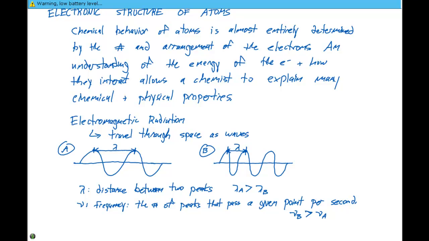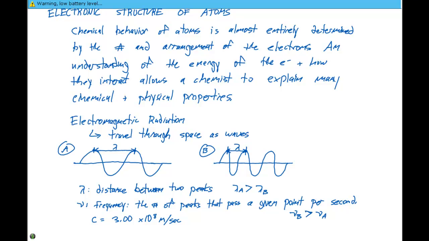So when chemists started to analyze these waves, when they travel in a vacuum, all waves are going to travel at the same speed, which is the speed of light. The speed of light is represented as c, and that's going to be equal to 3.00 times 10 to the 8th meters per second. And this allows us to come up with a couple relationships.